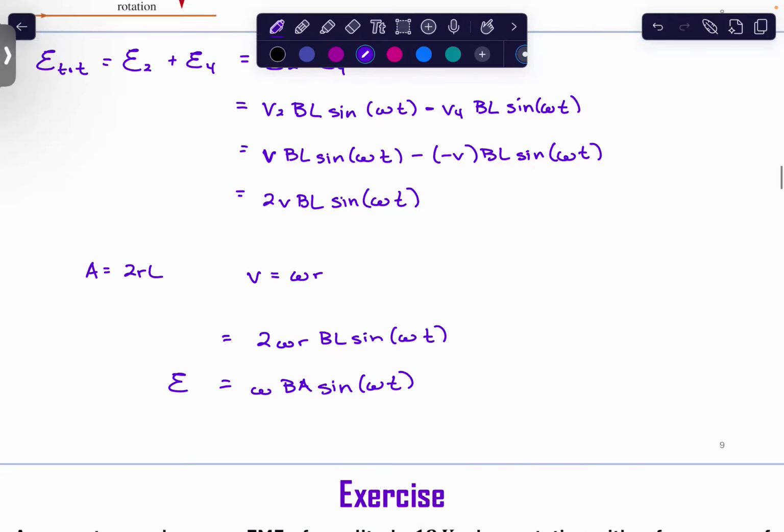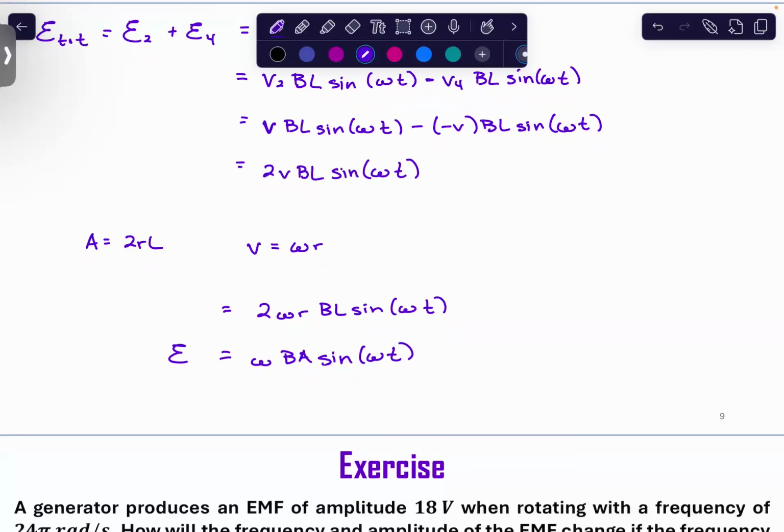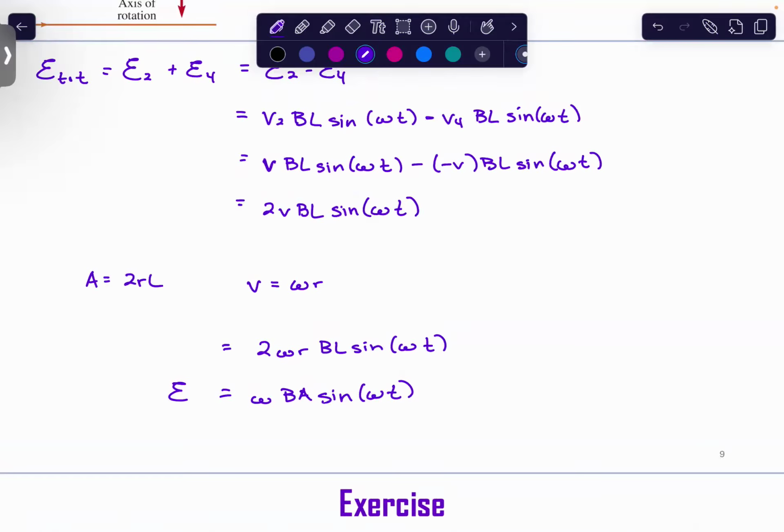Now, how does this change if I have a loop in my generator with n turns in it? What happens if this loop in this generator has n turns in it? N turns. No, n. Nope, we've done this multiple times.